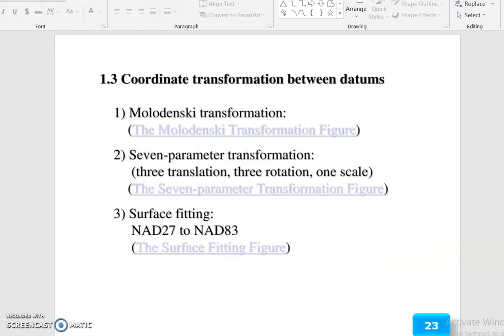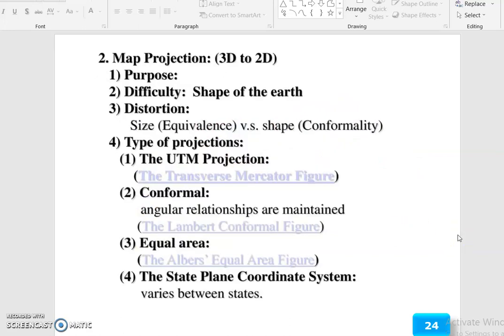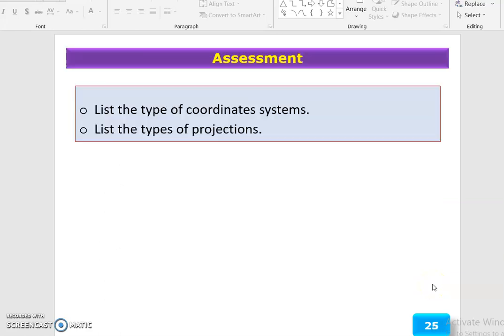The coordinate transformation between datums: Molodensky transformation, seven-parameter transformation, surface fitting. Then map projection: the purpose, the difficult shape of the Earth, distortion, types of projection. So UTM projection, conformal projection, equal area, and the state plane coordinate systems.